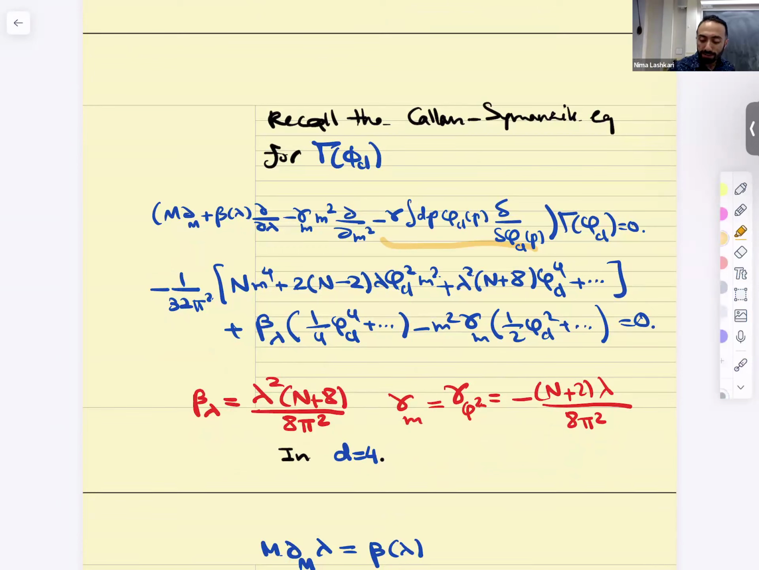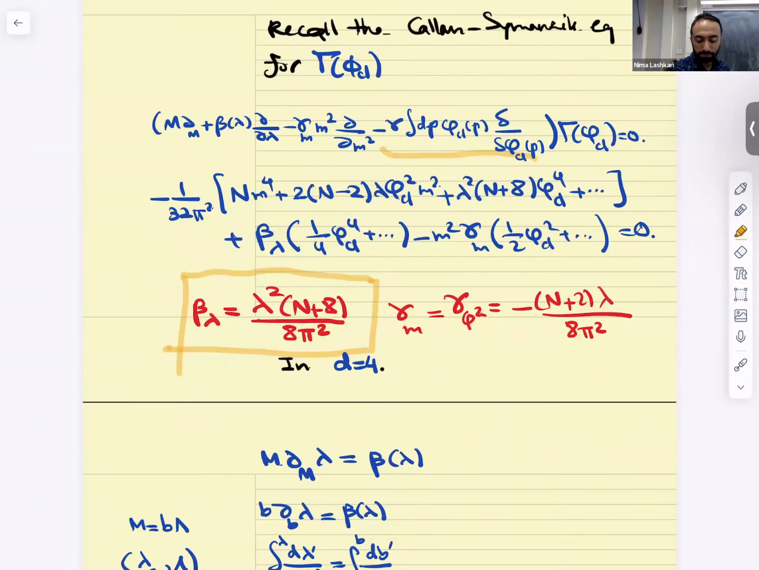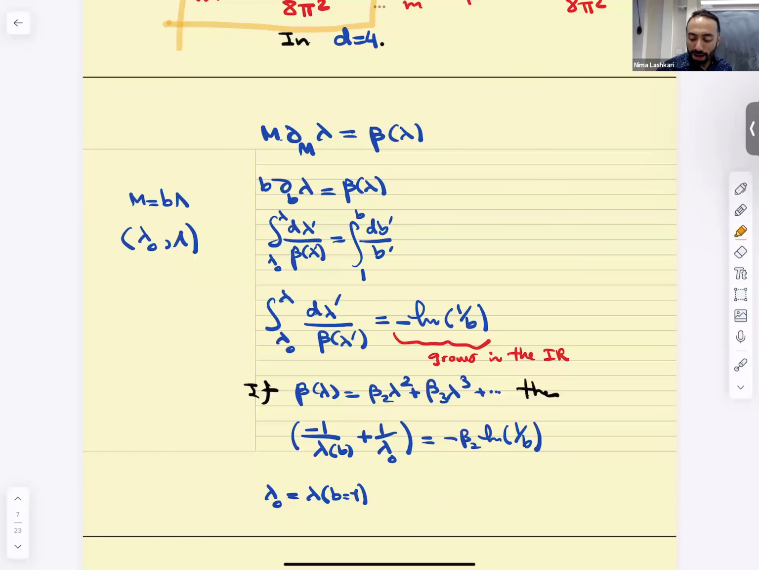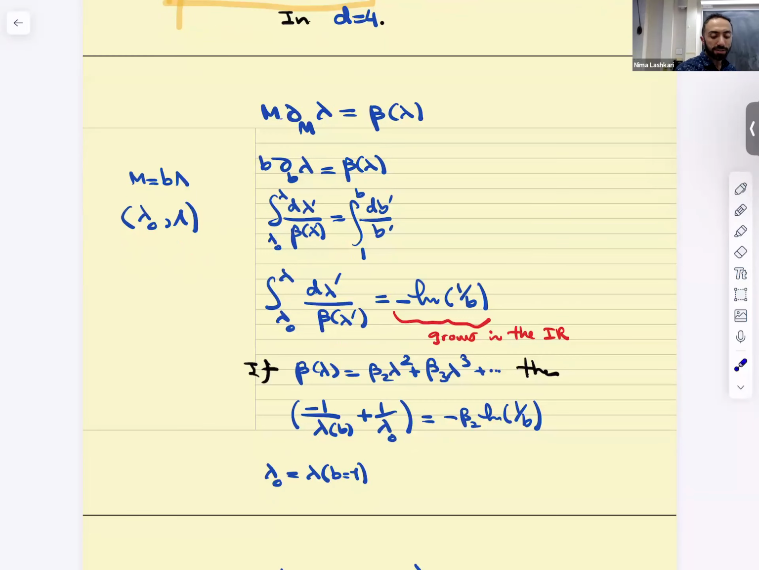Now, we want to interpret this properly. Let's go back and remember what the beta function is. This is the beta function: M d lambda/dM is beta of lambda. Imagine that at the cutoff scale, capital Lambda, your coupling is lambda naught. Then I'm going to define the scale M as b times Lambda, with b less than 1. So I'm going to do RG in the sense of integrating out momentum shells. All right, so M d/dM becomes b d/db of lambda is beta of lambda.